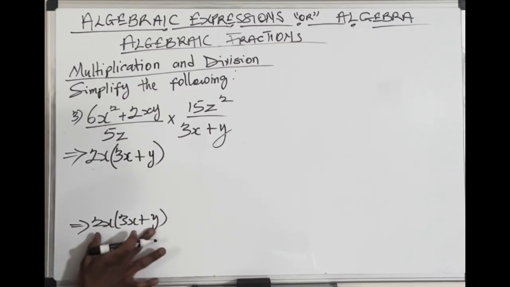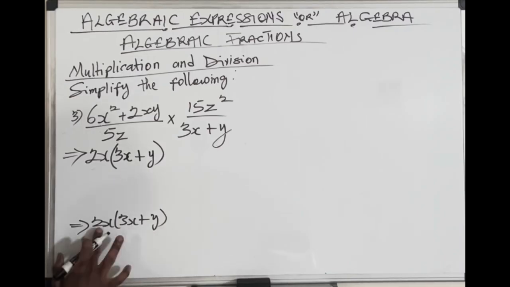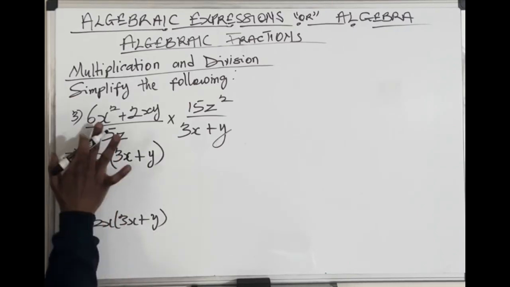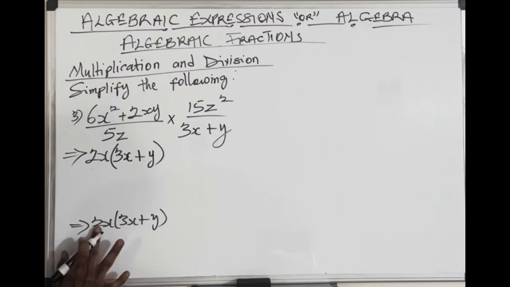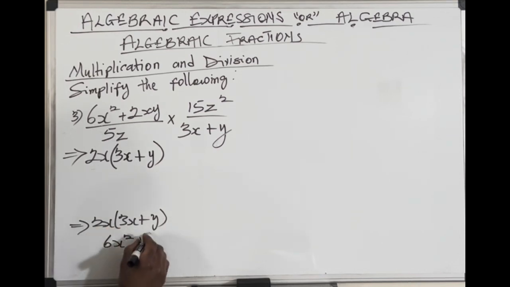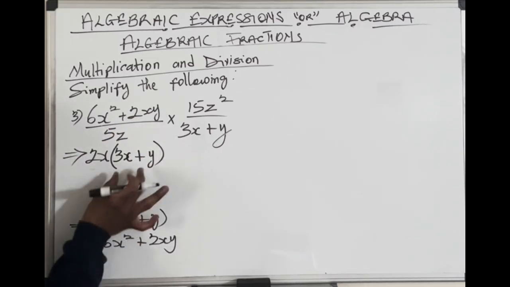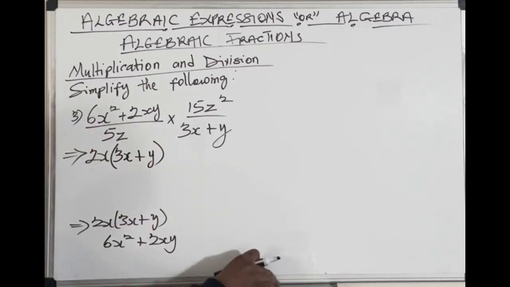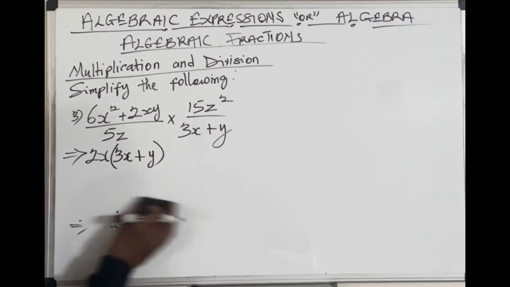Okay, so if you have something like this, 2x, 3x plus y. Remember, we said when we are dealing with algebraic expression, we have to do away with what? The brackets. So let's do away with it and see if we get the same thing. So 2 times 3 is what? 6. X times x is what? X squared. Then plus 2x times plus y is what? 2xy. We have the same thing, right? Okay, so this is the same thing as this.